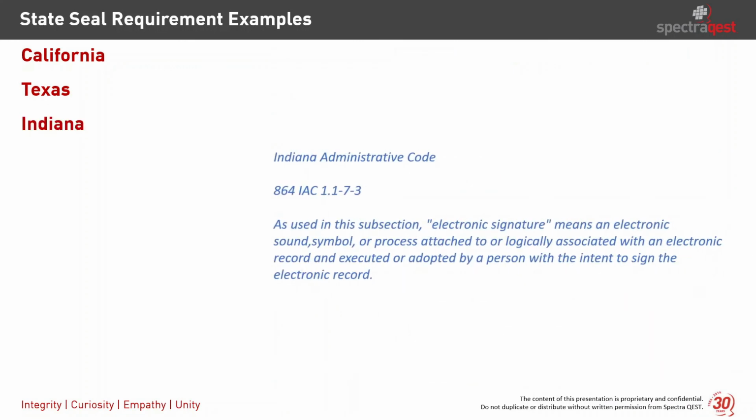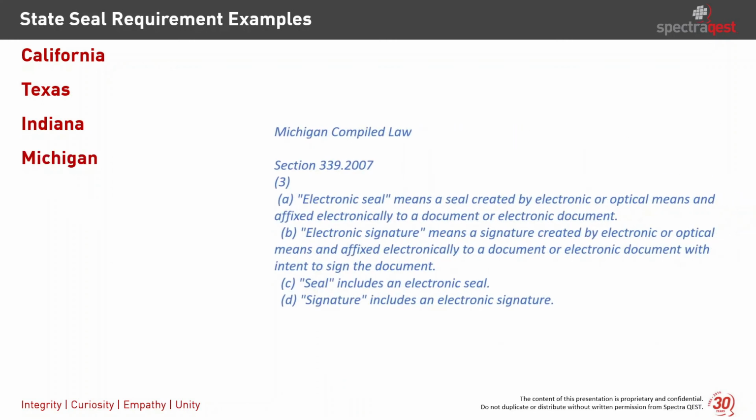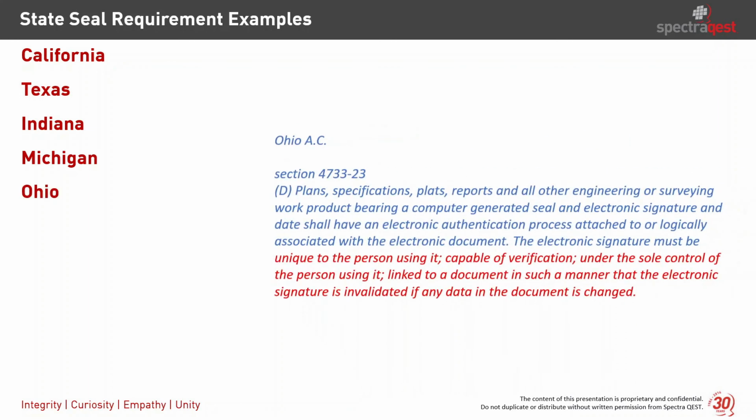Indiana defines an electronic signature as an electronic sound, symbol, or process logically associated with an electronic record and executed or adopted by a person with intent to sign the electronic record. Again, pretty broad, and a simple image would arguably fit this definition. Michigan is similarly broad. It means a seal created by electronic or optical means affixed to the document or electronic document. Again, no real stringent requirements there.